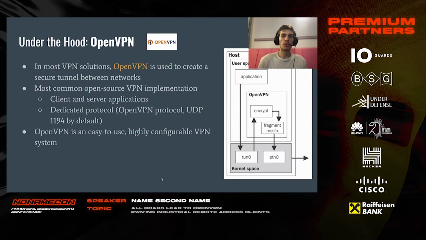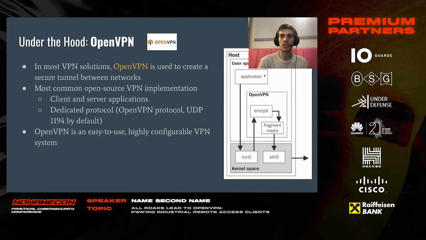And one of the most common solutions when we're talking about VPNs is OpenVPN, because this is a great open source implementation of a VPN protocol. It consists of client and server applications. It uses a dedicated protocol over UDP 1194, and it works. And this VPN, OpenVPN, and actually any other VPN application, works as follows.